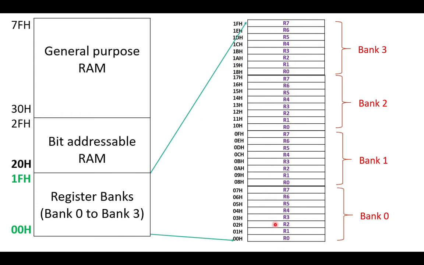The specialty is that the registers also have an address. Say the R0 register of bank 0 has an address of 00H. The R1 register has an address of 01H. And these addresses are unique.